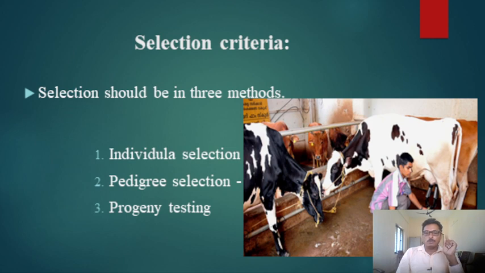First of all, we have to identify the individual animal for the desired traits. In the second step, we have to know the pedigree selection. And the third one is progeny testing. These three methods we have to know while selecting a high yielding animal. First of all, we will discuss the first selection, that is, individual selection.